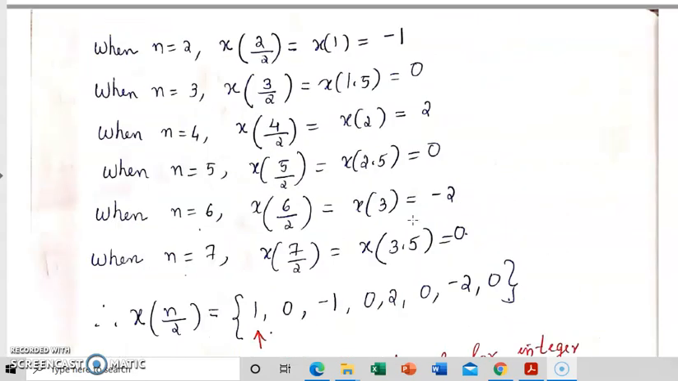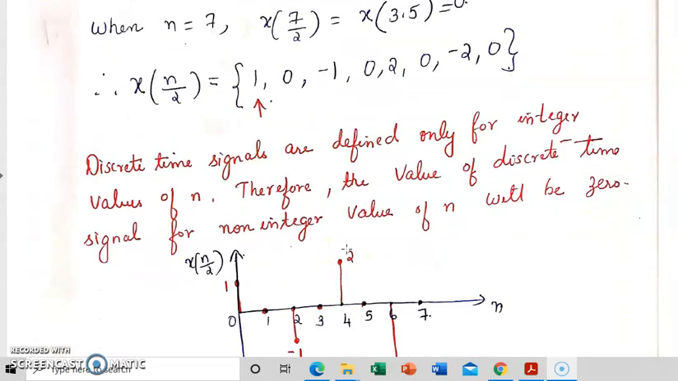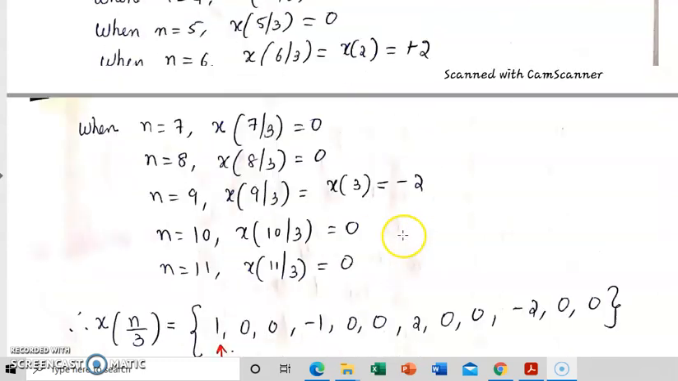X of 1 is minus 1. Okay. Then we have when n is equal to 4, x of 4 by 3, which is 0. X of 5 by 3 is also 0. When n is equal to 6, x of 6 by 3 is x of 2. X of 2 is 2 here.